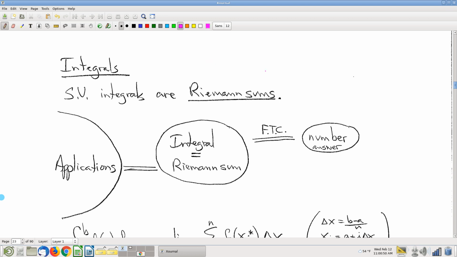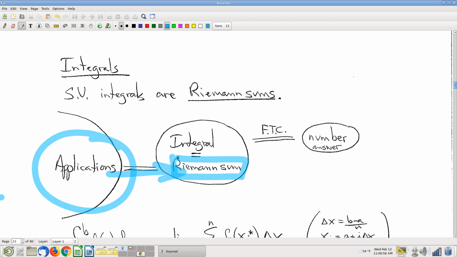Okay, so fundamentally, we solve problems, applications, by writing the answers to those questions as Riemann sums. That's why it's important that integrals be defined as Riemann sums, and that's why, by the way, the fundamental theorem of calculus is so valuable, right? You know how people talk about the fundamental theorem of calculus as being a big deal?